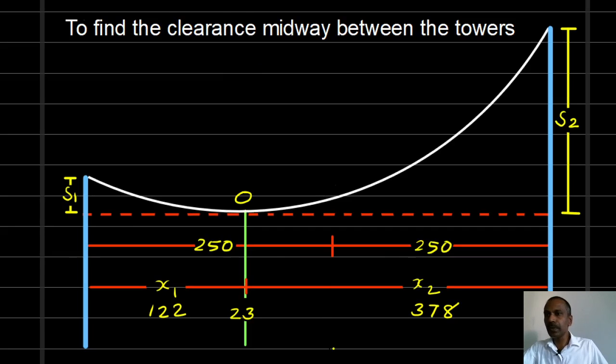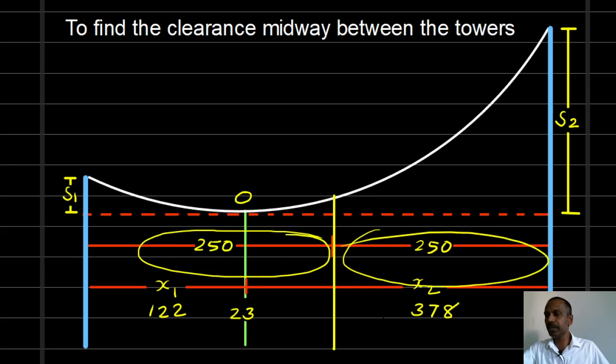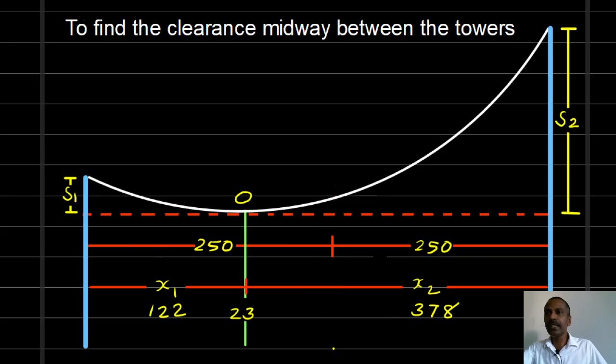Now we need to find out the clearance at the midway between the two towers. Suppose the midpoint is this one. So on the left side we have 250 meters, on the right side also we have 250 meters. The total distance between the two towers is 500 meters. This is the clearance at the midway. This distance is equal to 23, the minimum clearance we just calculated, and now we need to find out this vertical distance. Let this value be S mid.